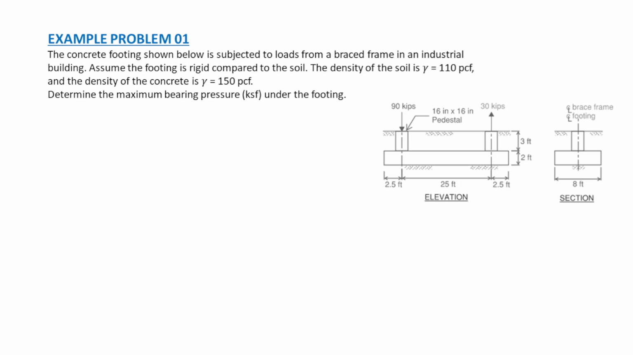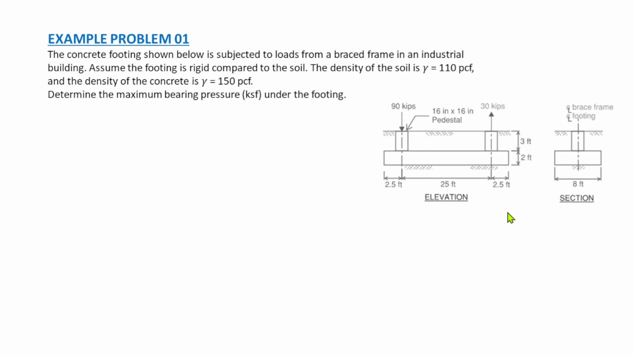The concrete footing shown below is subjected to loads from a braced frame in an industrial building. Assume the footing is rigid compared to the soil. The density of the soil is 110 pounds per cubic foot. The density of concrete is 150 pounds per cubic foot. And we are required to determine the maximum bearing pressure under the footing.